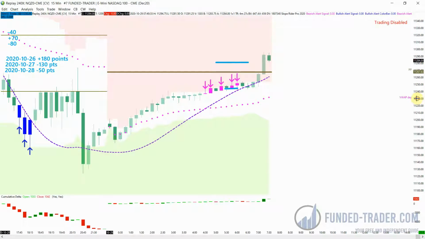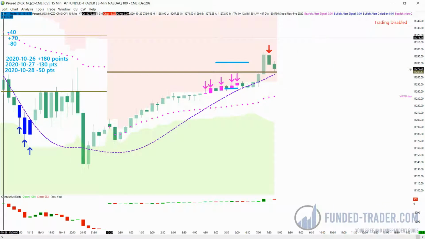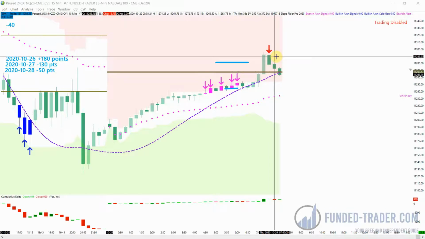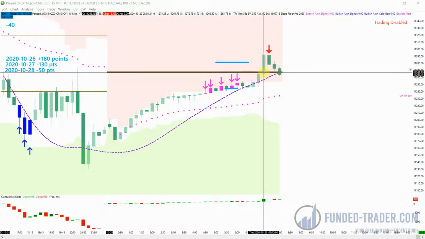Okay, this got stopped out, so it was 40 points. Let's see what happens next. This one looks like a good signal. Let's see if it gets, that's valid. It's a good signal. It's true that it's an inside candle from that one.